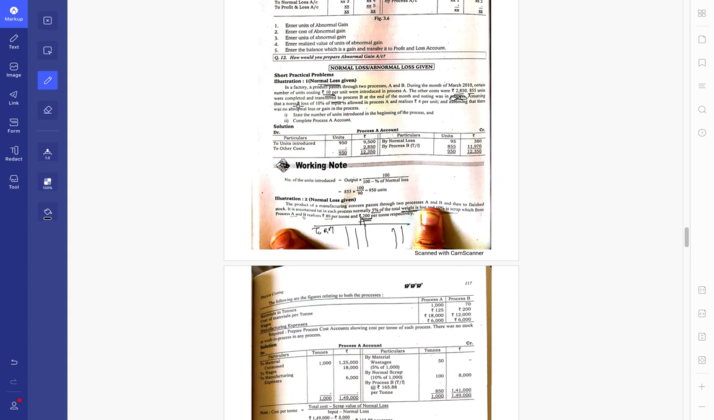Assuming normal loss of 10% of input is allowed in process A. That means if the total input is 100, there is a normal loss of 10% in process A, that leaves us with 90, and it realizes 4 per unit. That means scrap value is 4 per unit. We had 10 units of loss. 10 into 4, we know the scrap value. By normal loss we know it is 4 rupees. So don't take this as a relevant figure. We only know the percentage of normal loss, not the actual units.